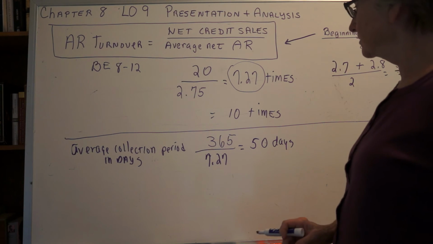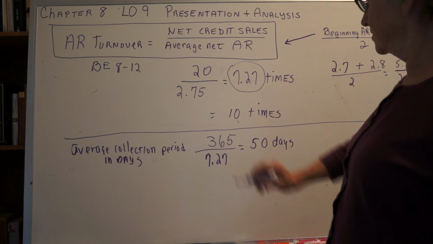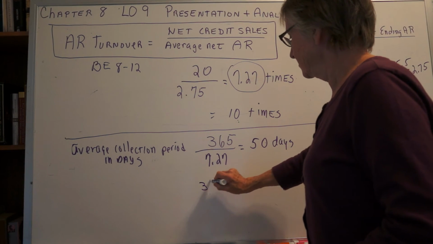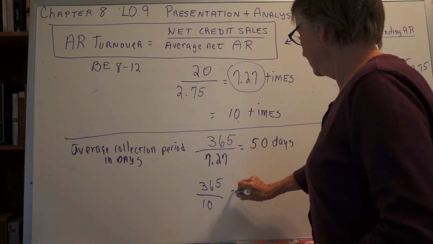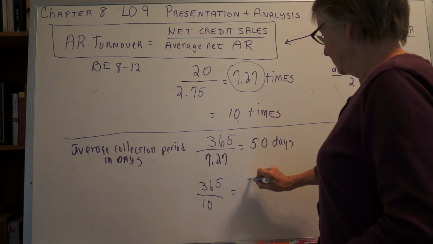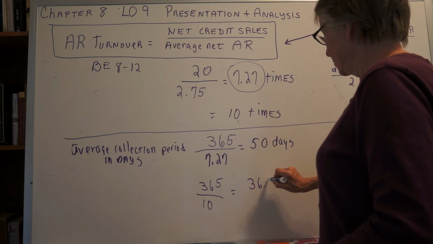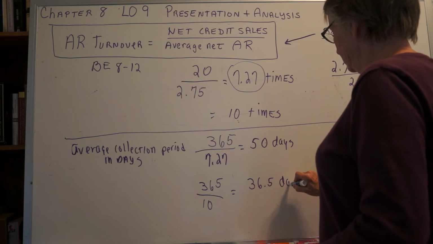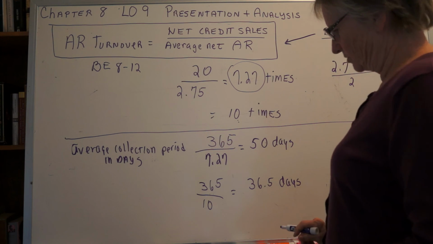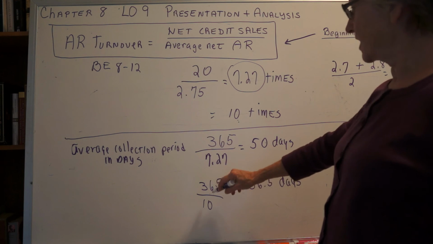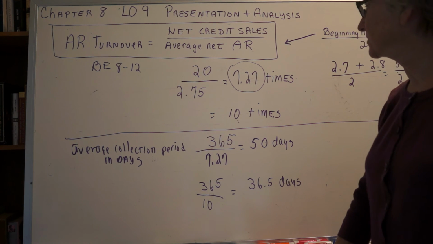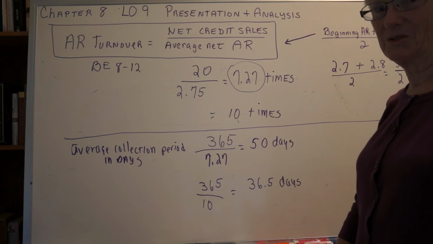Well, that's pretty good. But what if it were 10? 365 divided by 10. Here, every 36.5 days, we would be collecting our receivables, rather than 50 days. So chances are we'd rather have a higher ratio in these instances than a low one.